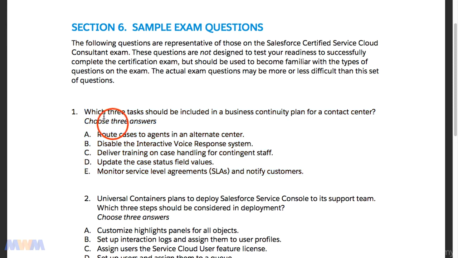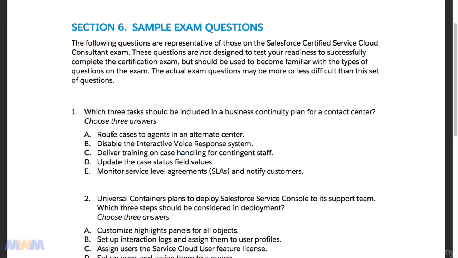So the question is, which 3 tasks should be included in a business continuity plan for a contact center? It says choose 3 answers. One thing to note is that in the actual exam, they'll always tell you how many answers to select. You won't be left wondering if you need to select 1, 2, or 3, for example. It will prompt you with how many you need to answer with.